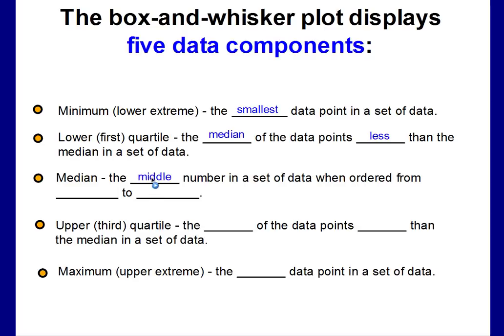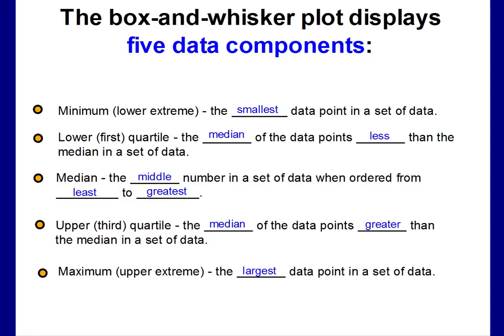Then you have the median. The median is the middle number in a set of data when it is ordered from least to greatest. And then the upper or third quartile is the median of the data points that is greater than the median in a set of data. And then the 5th component is the maximum or upper extreme. This is the largest data point in a set of data.